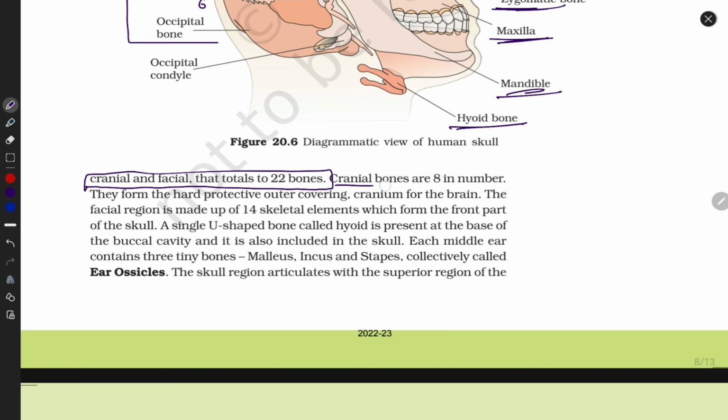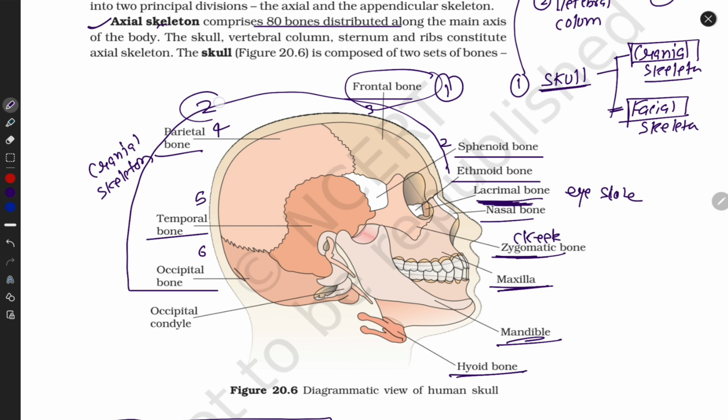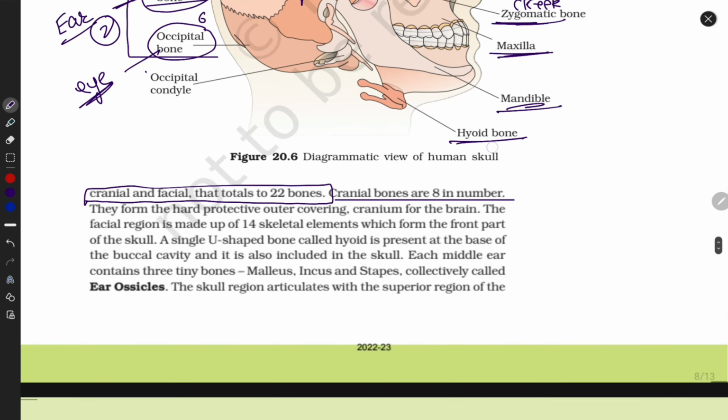Cranial bones are 8 in number. One is the frontal bone, then 2 parietal bones, one on the left side and another on the right side, and 2 temporal bones, one on this side and one on this side, situated at the sides of the ears. The occipital bone is situated at the back, and the frontal bone is at the front of our brain. So 1, 2, 3, 4, 5, 6, 7, 8: cranial bones are 8 in number.